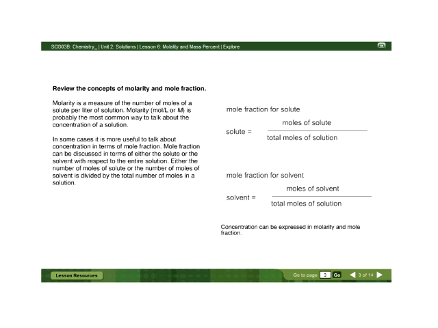So to review the concepts of molarity and mole fractions, this is just basic.